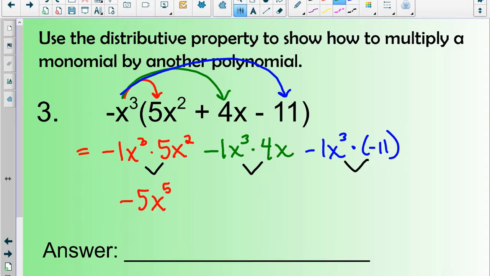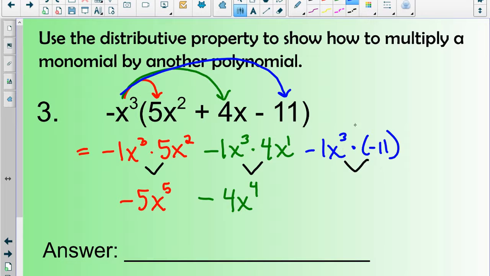In my middle term, I'm multiplying a negative times a positive, so that again will give me a negative product. 1 times 4 is 4. And when I multiply my powers of x, I add the exponents, 3 plus 1. So that's going to give me x to the fourth power, negative 4, x to the fourth power.